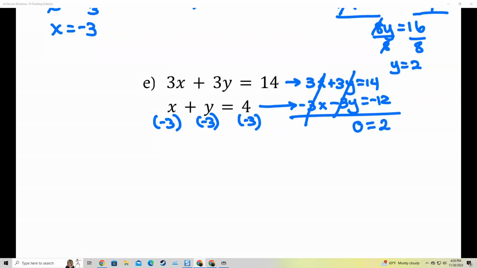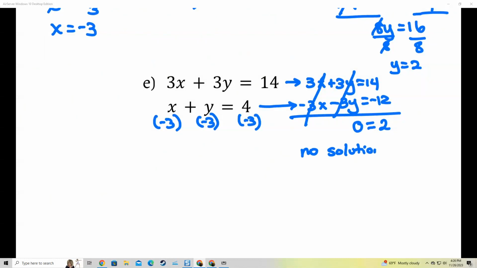Don't freak out. You've done this before. You've seen this. When you have a false statement like 0 is equal to 2, 0 is not equal to 2. It's false. And when stuff like that happens, that means there's not going to be any solutions. So 0 equals 2 means no solution.